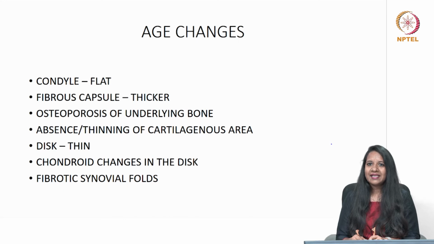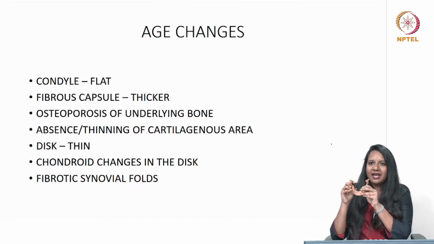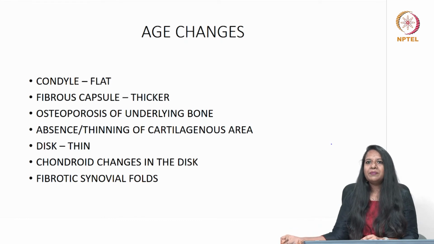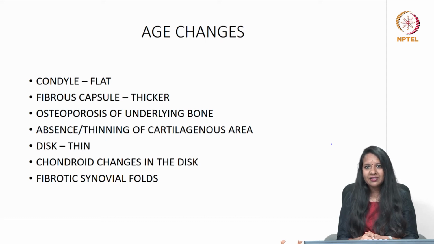The condyle, as I have already mentioned, is convex in all directions, but with advancing age, this condyle will appear flat and the fibrous capsule will become thicker, and there occurs osteoporosis of the underlying bone, and there will be absence or thinning of the cartilaginous area. The disc will become thin, synovial fluid will become less with an increase in the fibrotic synovial folds, and chondroid areas will be noticed in the disc.